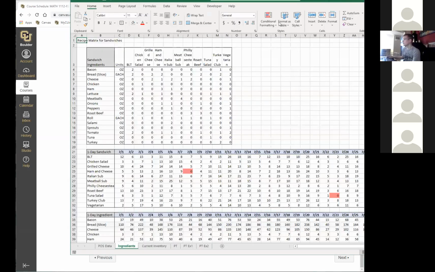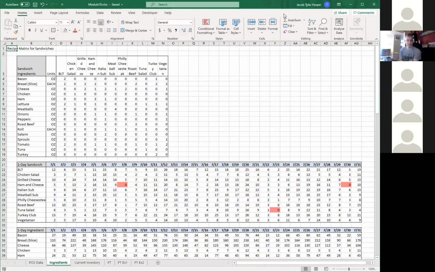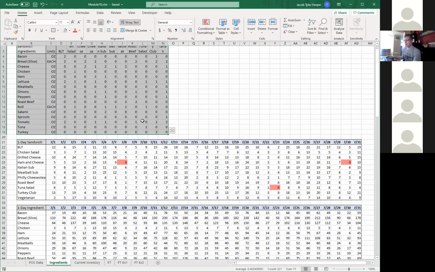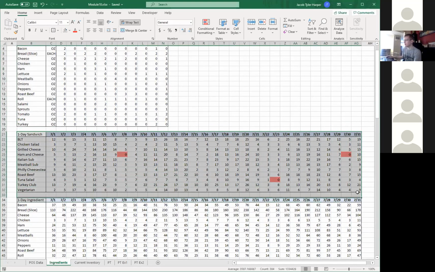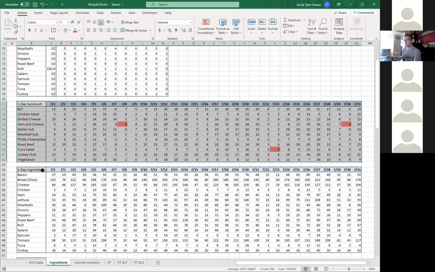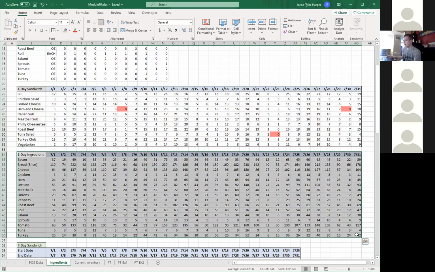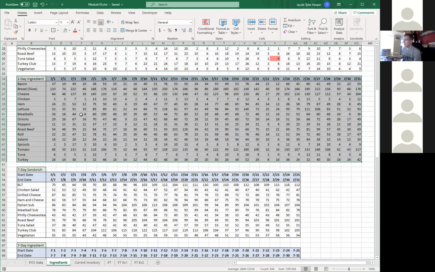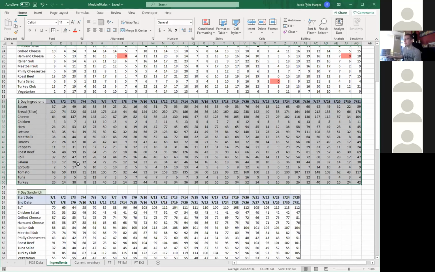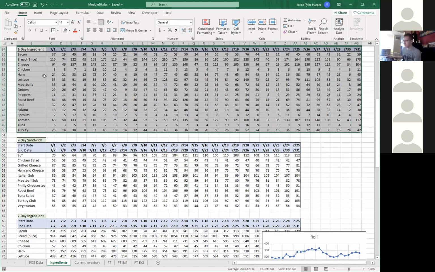Okay. So where did we leave off last time? In parts 3 and 4, we were looking at this initial table, which broke down each sandwich by ingredient, and then looked up how many sandwiches were sold to then figure out how many ingredients were used on any given day.